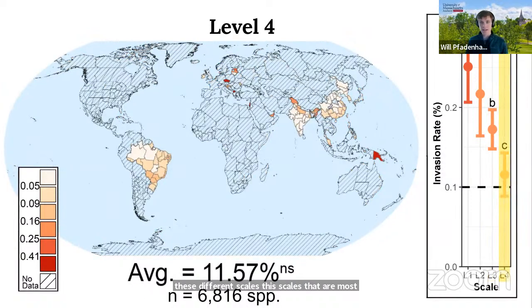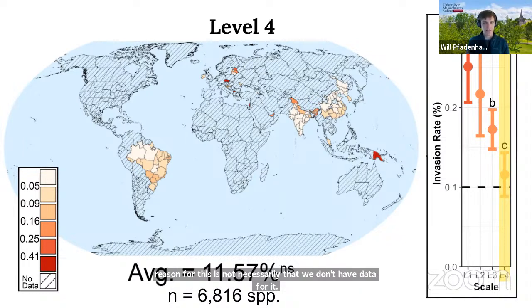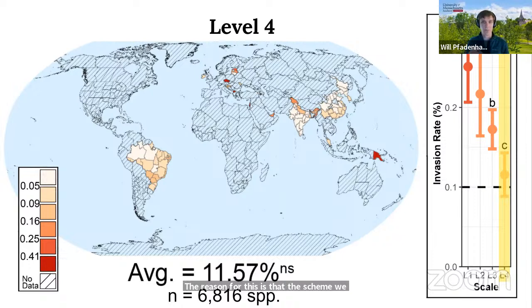And lastly, we can look at these level 4 regions, but as you can see, the world is kind of blank on this map. And as I mentioned before, the reason for this is not necessarily that we don't have data for it. The reason for this is that the scheme we used for these levels just doesn't go down to level 4 in most of the places in the world. So we're down to about half of the species that we started with. And this average does kind of intersect 10% on our graph here. But again, this scale is not used in a lot of places. It's not particularly relevant for management. So we can just kind of move past that.